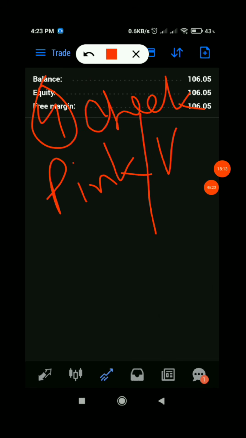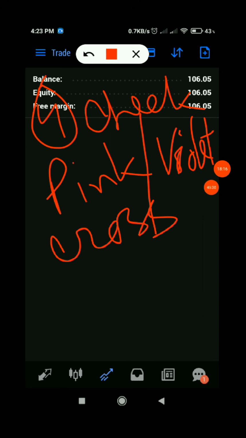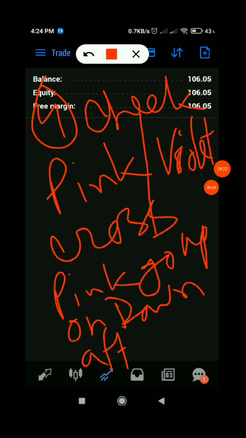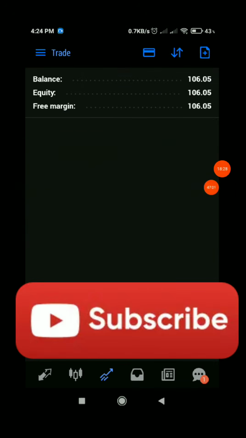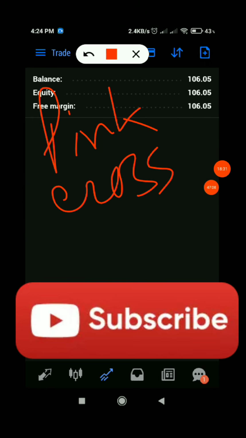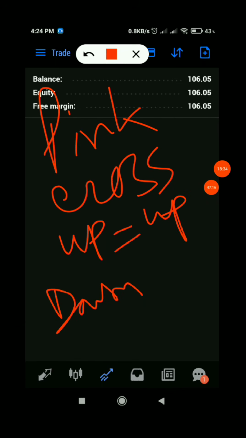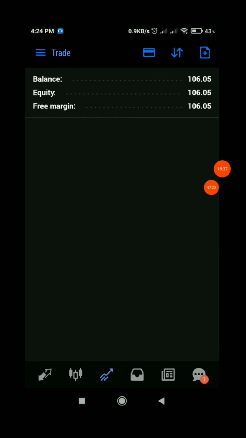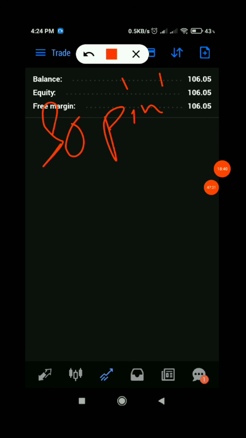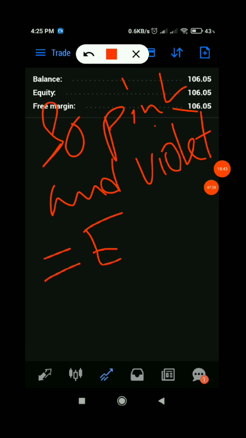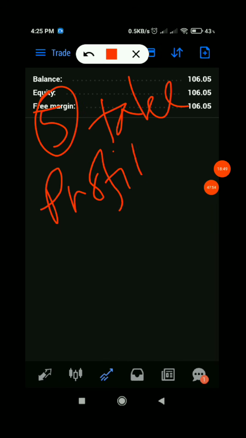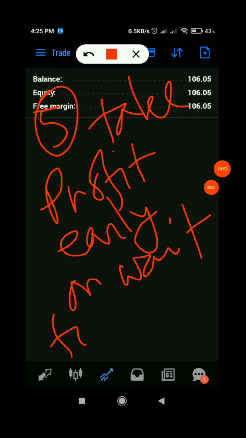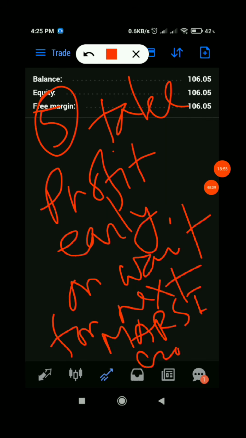Number 4, check pink violet crossover. That is the entry signal. Pink goes up or down after crossover with the violet, and then pink going up is uptrend, and pink going down after crossover is downtrend. So pink and violet crossover is the entry signal. Number 5, take profit early or wait for the next MARSI crossover.